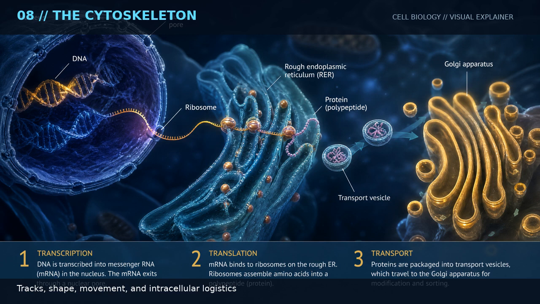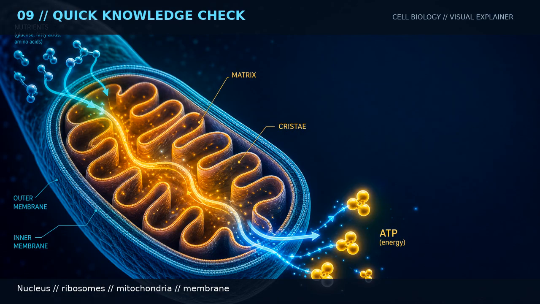Let us test the map. Which structure stores DNA? The nucleus. Which structures assemble proteins? Ribosomes. Which organelles help produce ATP? Mitochondria. Which structure controls what enters and leaves? The cell membrane. And which system provides tracks and shape? The cytoskeleton.